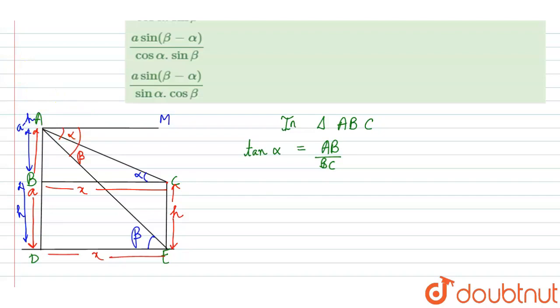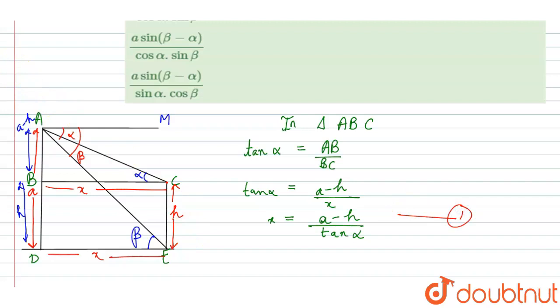Now we will solve it. We will put the value of AB, that is a minus h, and BC is x. tan alpha is equal to a minus h upon x. We will find the value of x from here. So we will get x equals a minus h upon tan alpha. We will consider this as equation number 1.